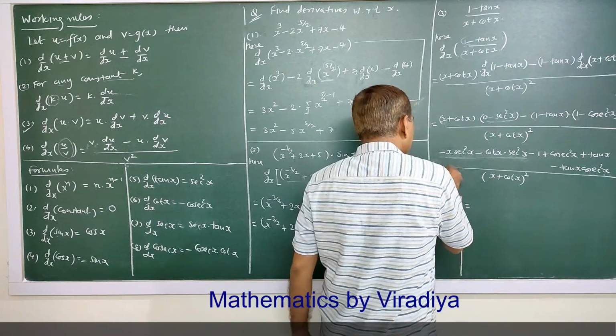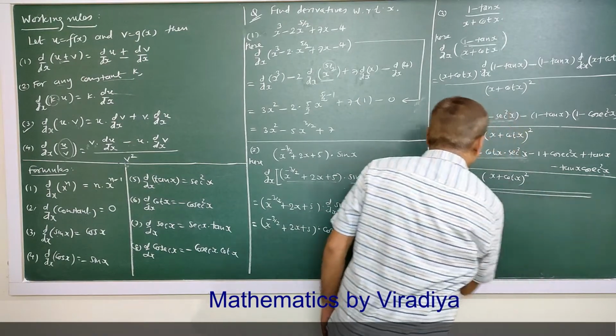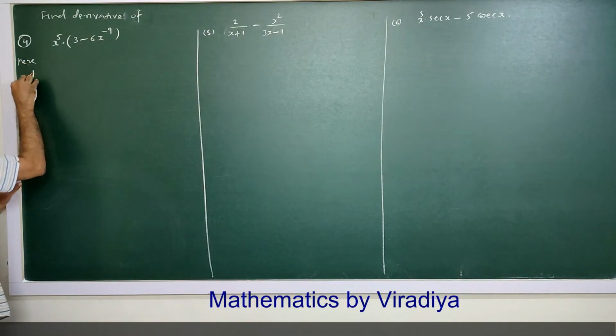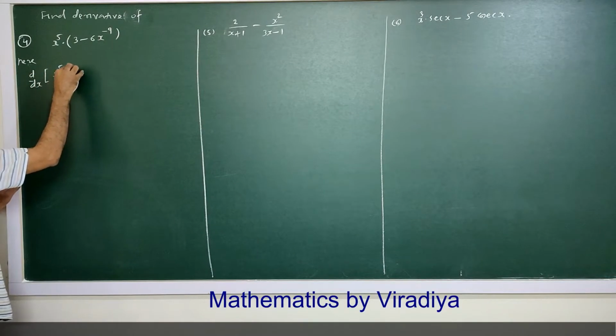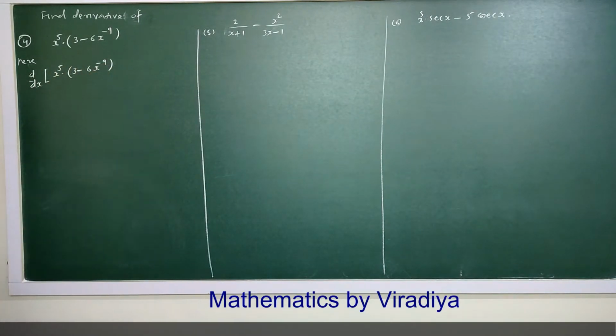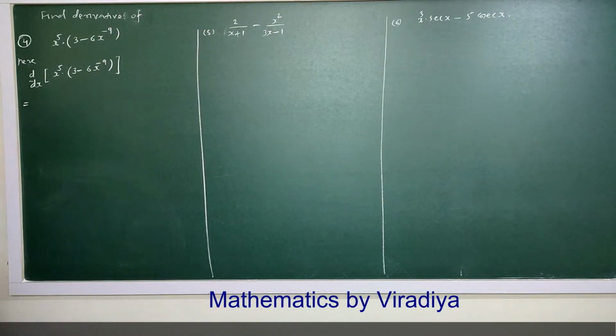So this is the required derivative. Now find the derivative of these functions. Say here, d by dx of x raised to 5 into (3 minus 6 into x raised to minus 9). Differentiating this with respect to x, we can do it in these two ways.